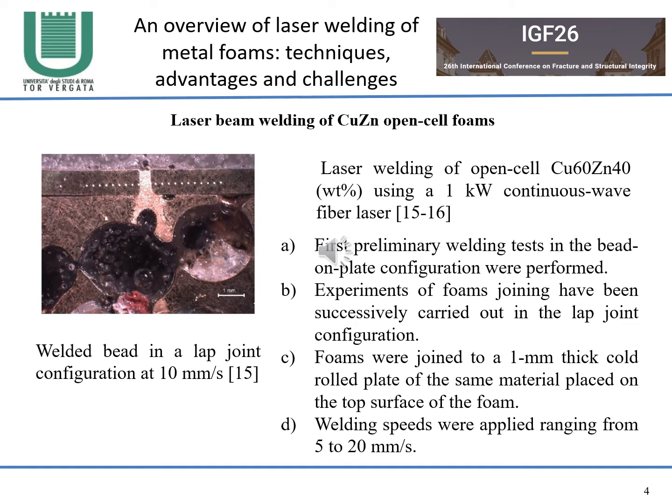Open cell copper 60 zinc 40 alloy foam has been laser welded by a 1 kilowatt continuous wave fiber laser. First preliminary welding tests in the bottom plate configuration have been performed. Experiments of foam joining have been successfully carried out in the lap joint configuration. Foams were joined to a 1 mm thick cold rolled plate of the same material placed on the top surface of the foam, and welding speeds were applied ranging from 5 to 20 mm per second.